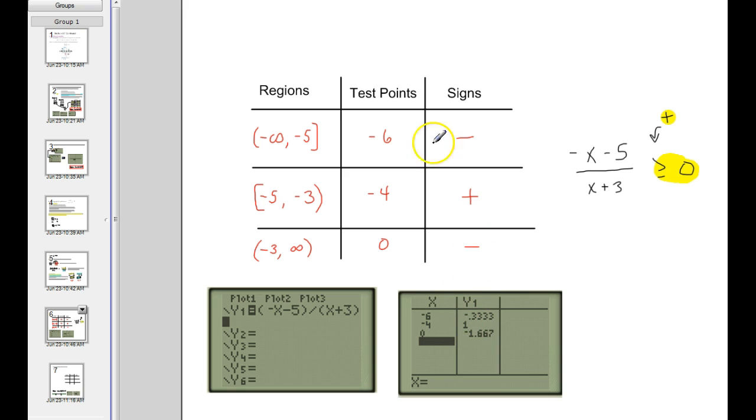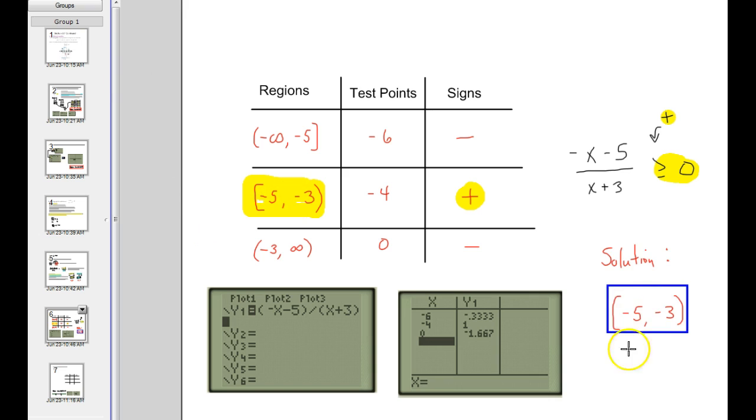Alright, because this is greater than or equal to 0, we want the positive. So we want this region as our solution. There's our solution: negative 5 with a bracket, negative 3 with a parenthesis. You could plug these in and graph it. If you put the greater than or equal to 0 symbol right there and graph it, you could see that this was the only region that has the elevated part of the graph, or you can just use the table method, however you want to do it.